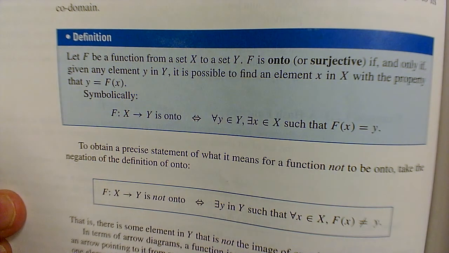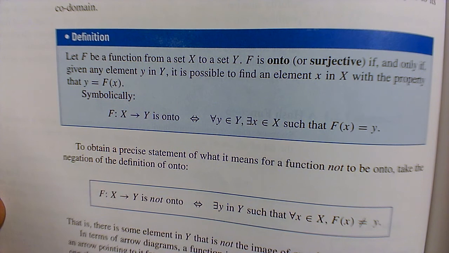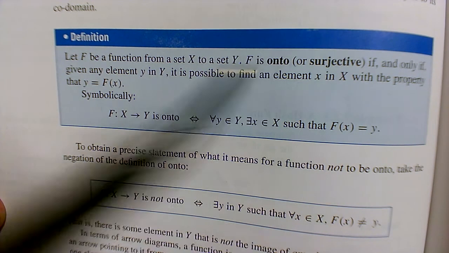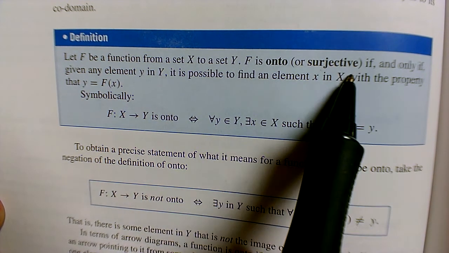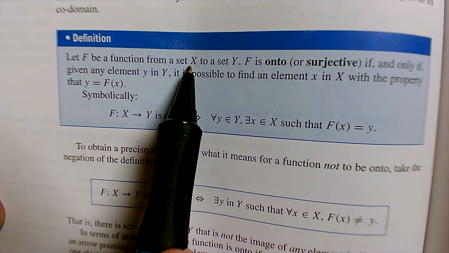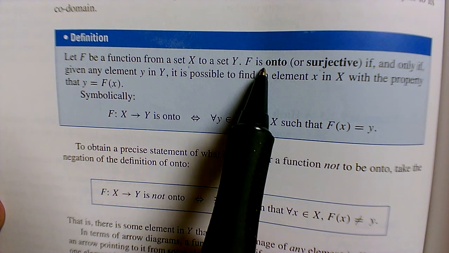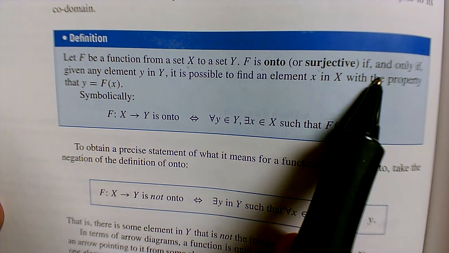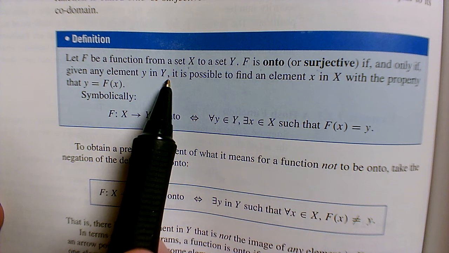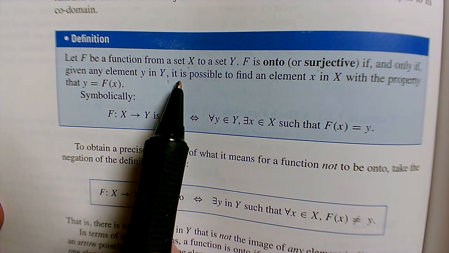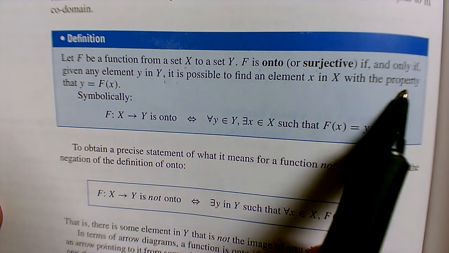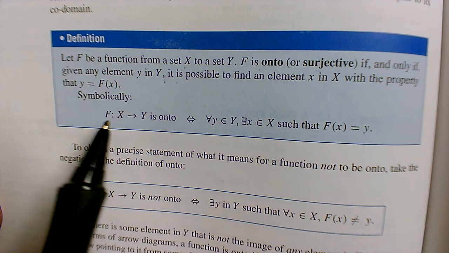Here's our second really important property that we can have for a function. This is the property of being onto, sometimes called surjective. If f is a function from a domain x to a codomain y, it is called onto or surjective if and only if for every element in the codomain it's possible to find an element in x with the property that y is equal to f of x.